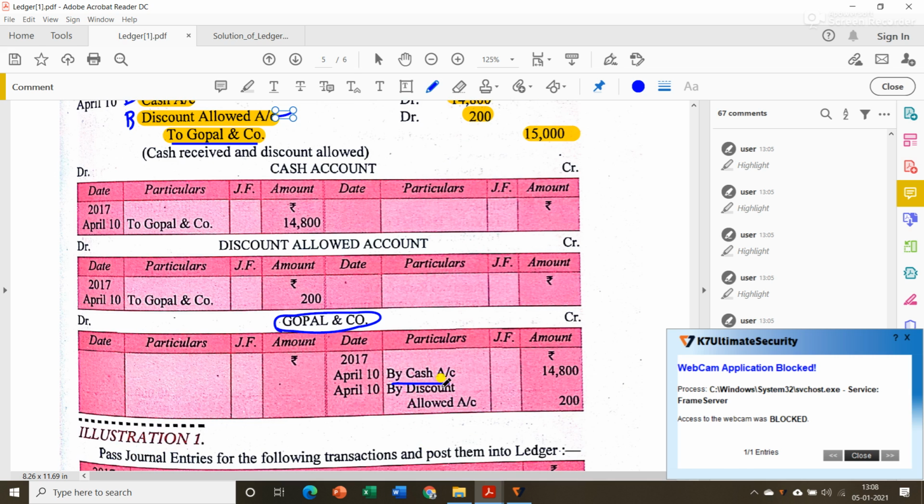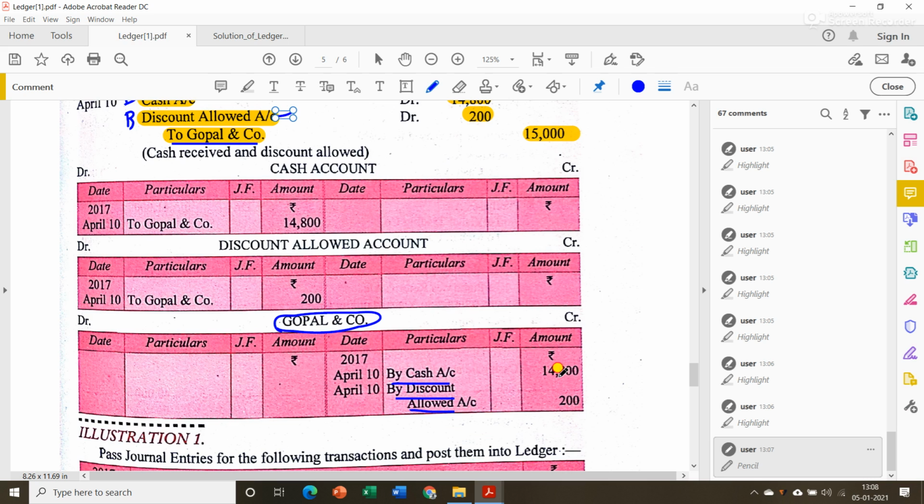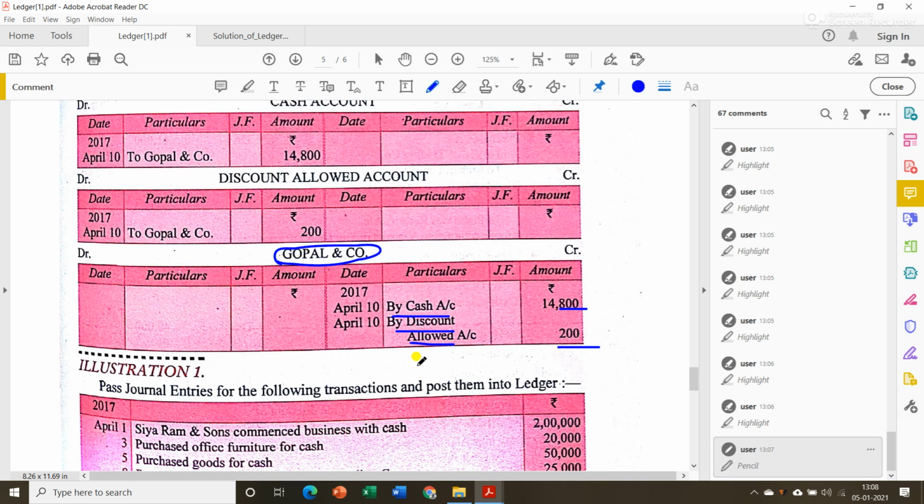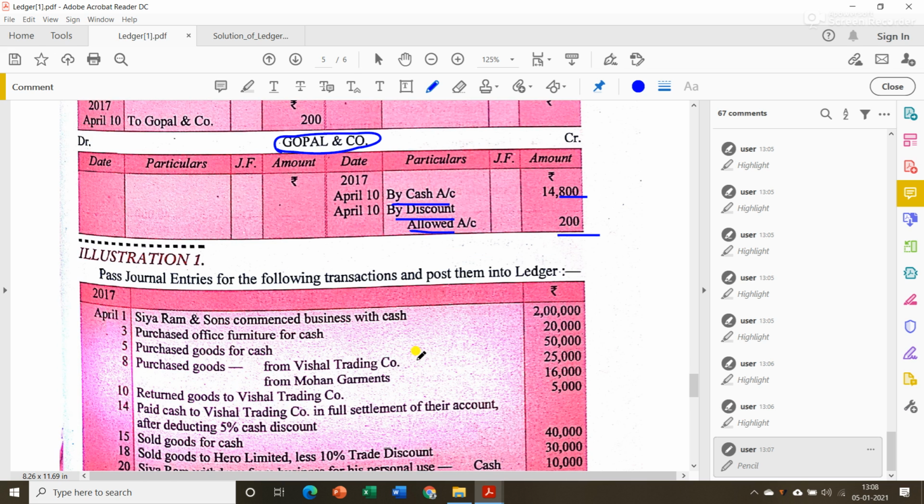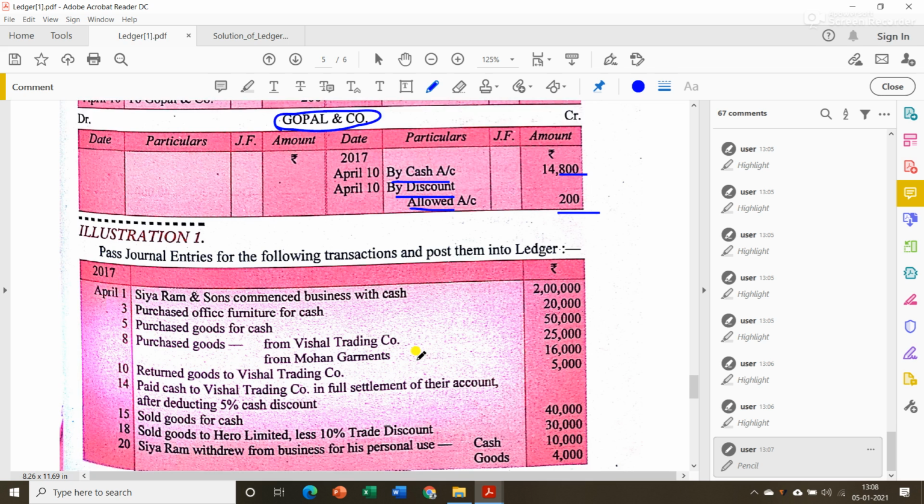So we will write by cash account, by discount allowed, 14,800 and 200. This is how we used to post compound journal entries in ledger. I hope you understood properly. Okay, now let us understand how to pass journal entries, and then we have to post them in ledger with the help of this illustration number 1.